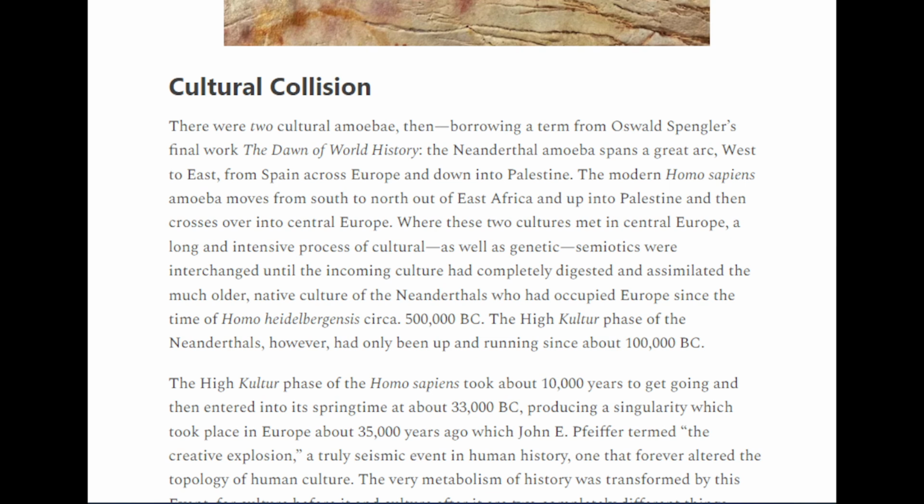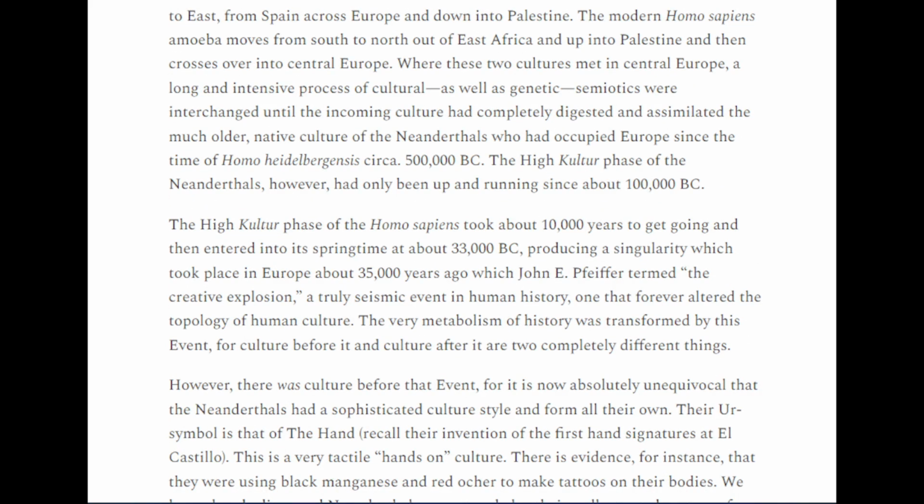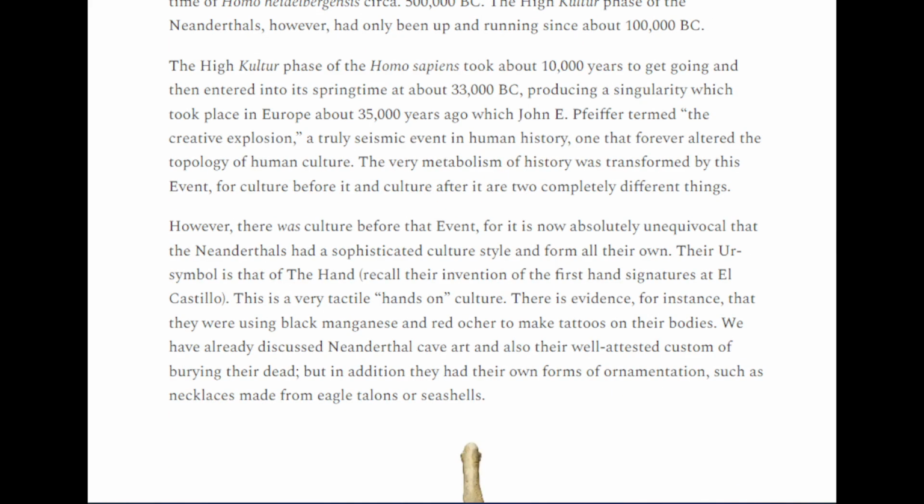The high culture phase of the Neanderthals, however, had only been up and running since about 100,000 BC. The high culture phase of the Homo sapiens took about 10,000 years to get going and then entered into its springtime at about 33,000 BC, producing a singularity which took place in Europe about 35,000 years ago, which John E. Pfeiffer termed the creative explosion, a truly seismic event in human history, one that forever altered the topology of human culture. The very metabolism of history was transformed by this event, for culture before it and culture after it are two completely different things. However, there was culture before that event, for it is now absolutely unequivocal that the Neanderthals had a sophisticated culture style and form all their own.